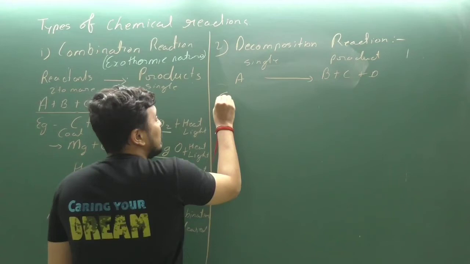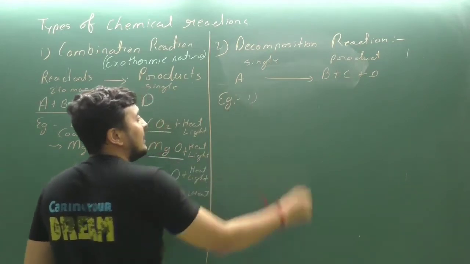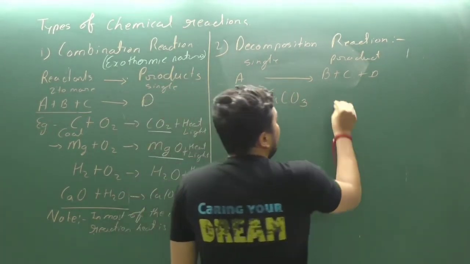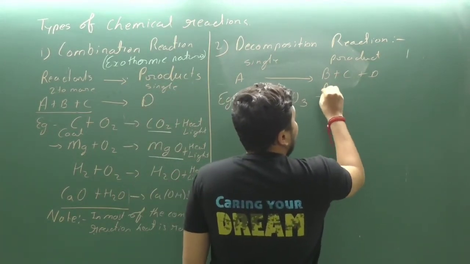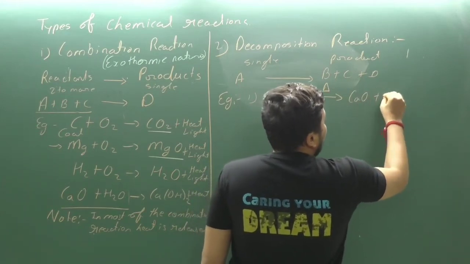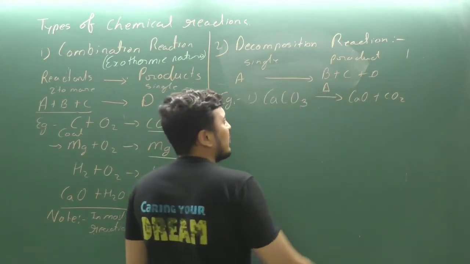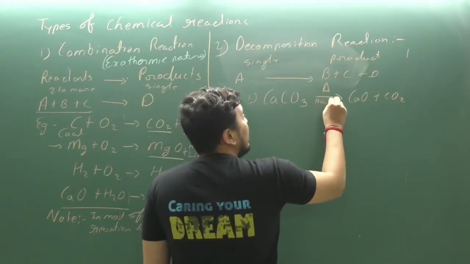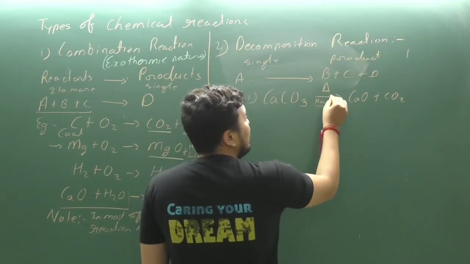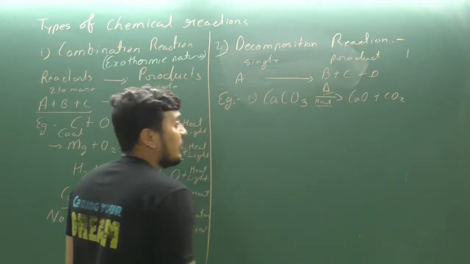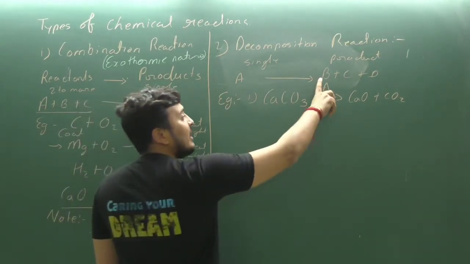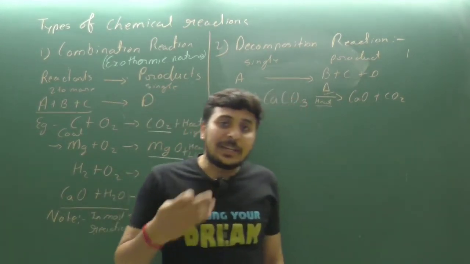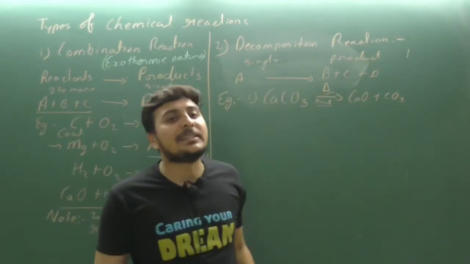Let us take an example of this one. Example number 1: CaCO3 is divided into CaO plus CO2, calcium oxide and carbon dioxide. What does this triangle mean? It means heat is supplied. Either you write heat or you write the triangle directly, you don't have to write both at the same time. Triangle is spoken as delta, and it means heat is supplied.